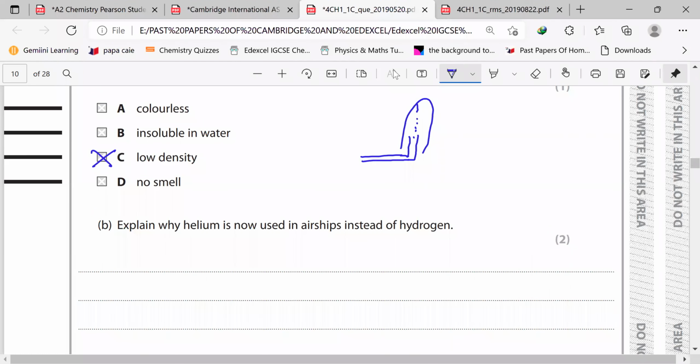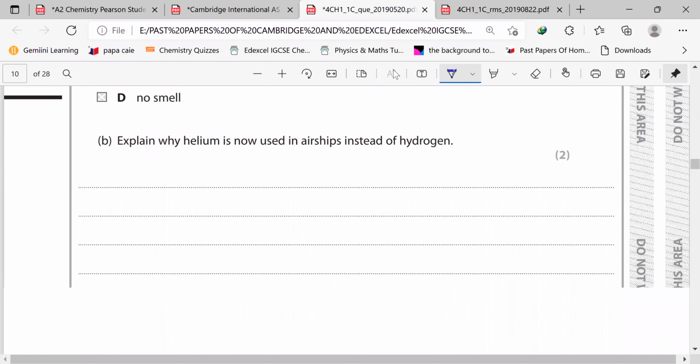Which gas is more dense than air, among the gases you have studied so far? Helium? Carbon dioxide. Carbon dioxide is denser than air, so it should be downward delivery in a test tube, right?